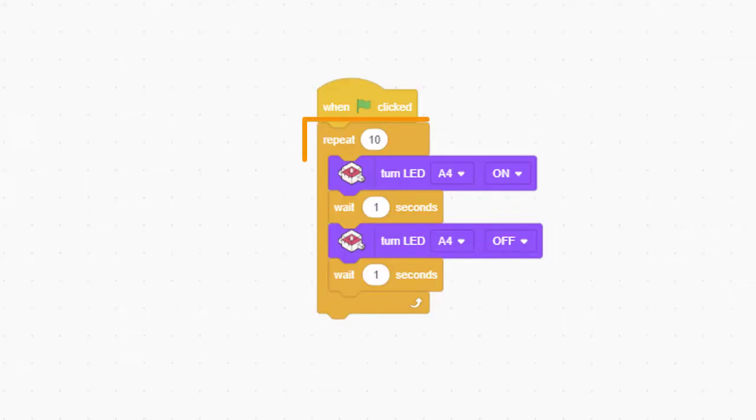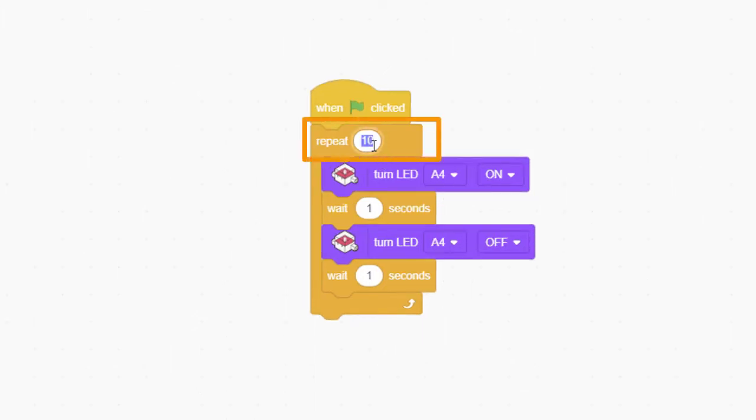Next, we will change the number of blinks by changing the number in the repeat block. Click the number 10 in the repeat block and type in the number of LED blinks you want.